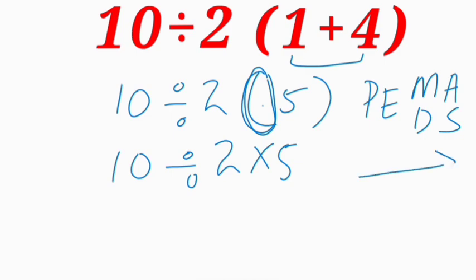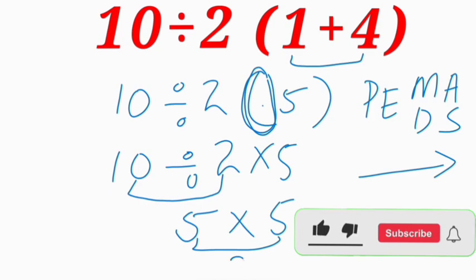From left to right. So 10 divide 2 equal to 5. So multiply 5. 5 5s are 25. So the correct answer is 25.